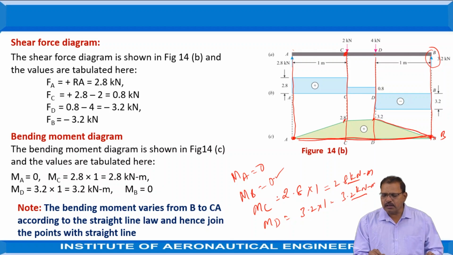Similarly, at C, the bending moment is equal to 2.8. And so from A to C, again we got 2.8. Afterwards, join the remaining points just by using straight lines. This diagram is known as the shear force and bending moment diagram for the beam when it is subjected to two point loads as shown in the figure.